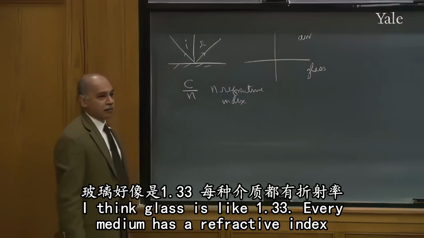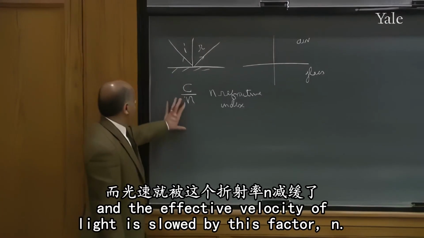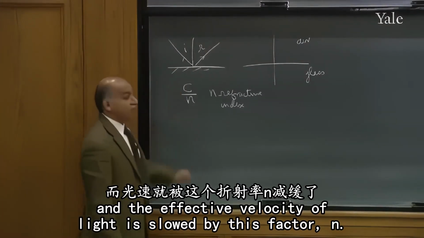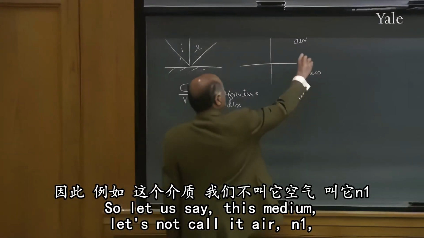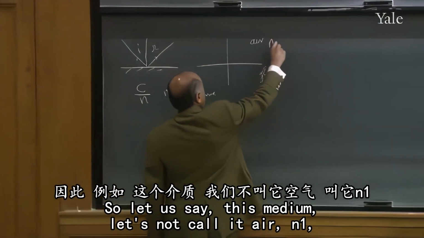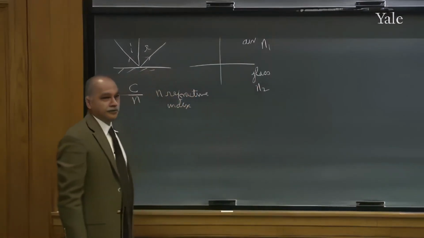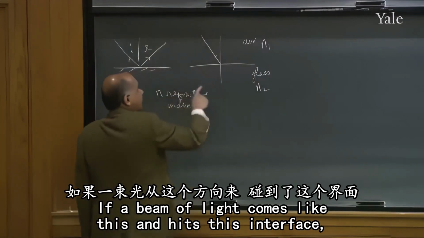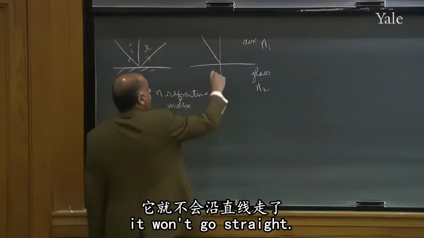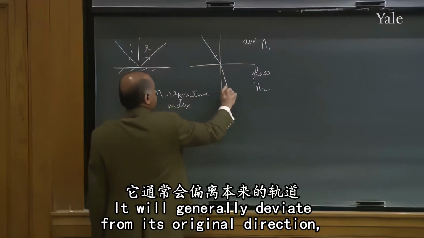I think glass is like 1.33. Every medium has a refractive index, and the effective velocity of light is slowed by this factor n. So let us say this medium has refractive index n1 and this one has n2. If a beam of light comes like this and hits this interface, it won't go straight. It will generally deviate from its original direction.